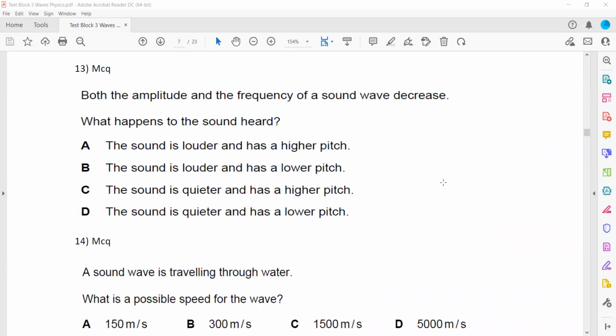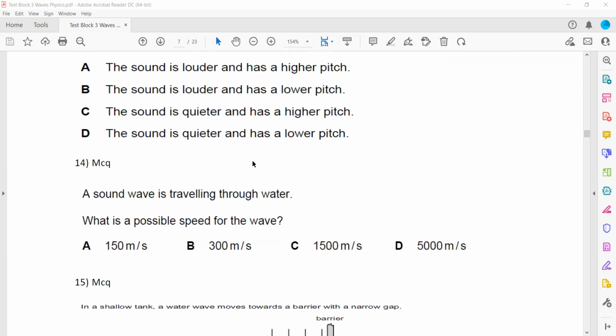Question 13, both amplitude and frequency of a sound decrease. Amplitude affects the loudness, and frequency affects the pitch. So what will happen? If amplitude is decreased, the sound will be quieter, and if the frequency is decreased, it will have a lower pitch. So D will be the right answer.